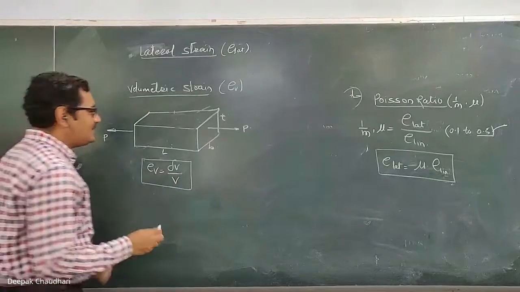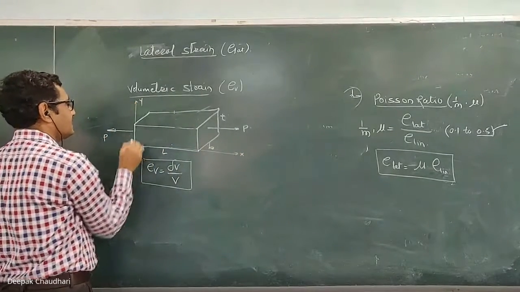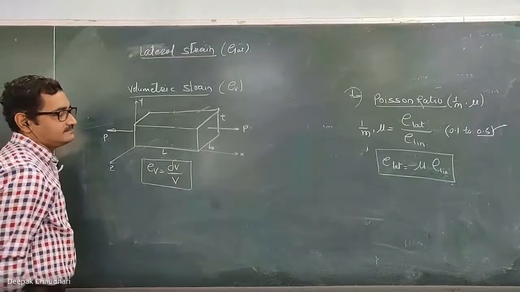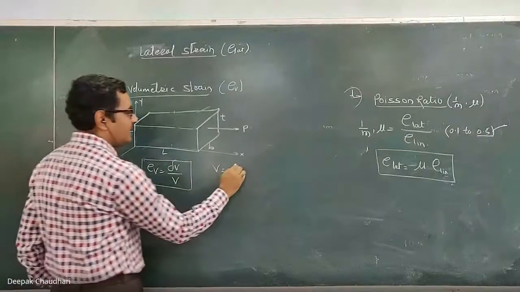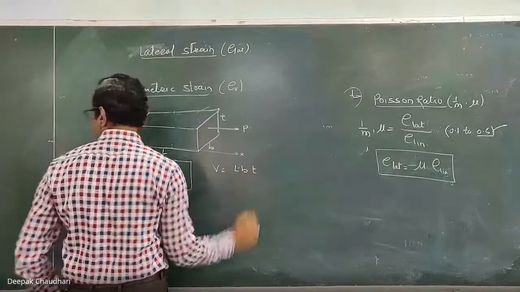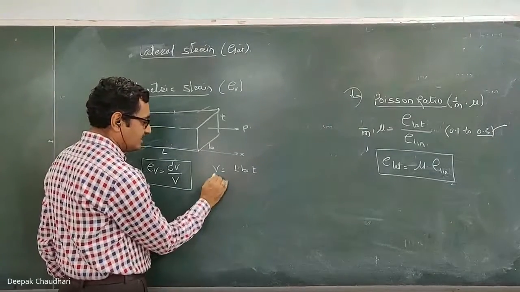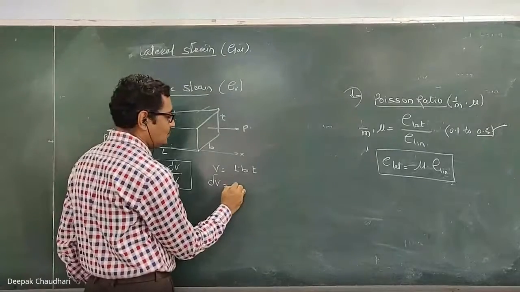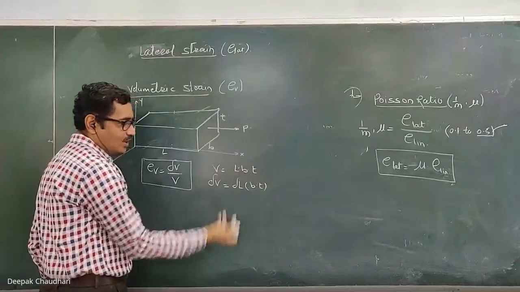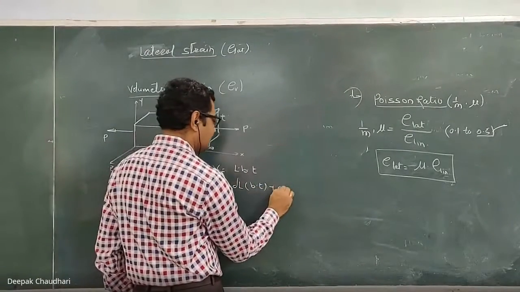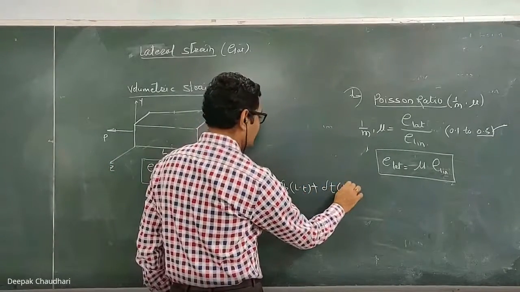Okay, now if I consider, suppose this is the X direction, this is Y, and let this be Z. Now we know that the volume of this cuboid becomes L into B into T. This is the volume of the cuboid. Let's differentiate it partially. If I differentiate it partially, then delta V equals delta L into B into T. Three functions are there, all are variables. So plus delta B into L into T plus delta T into L into B.